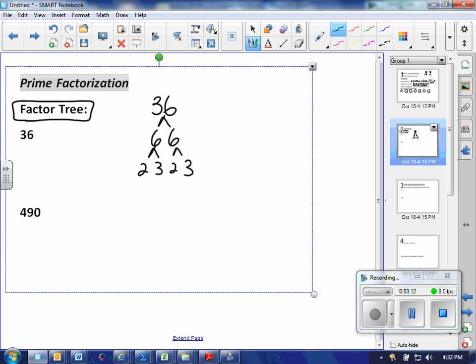Now what you notice is, I just wrote down 4 prime numbers: the 2, the 3, the 2, and the 3. So I broke down this 36 into its prime factors. And if you look, 2 times 3 is 6, times 2 is 12, times 3 is 36. So again, 2 times 3 times 2 times 3 is going to give me 36. We just broke it down into its prime factors.